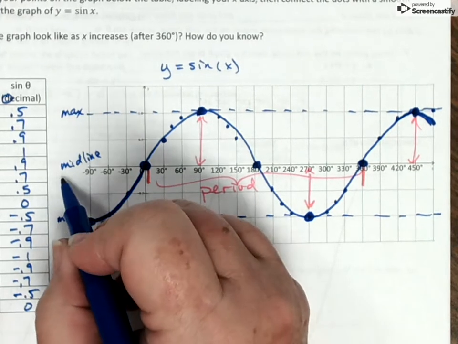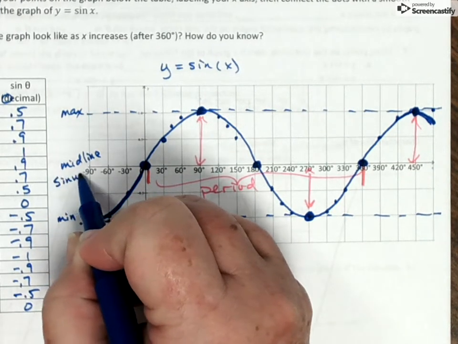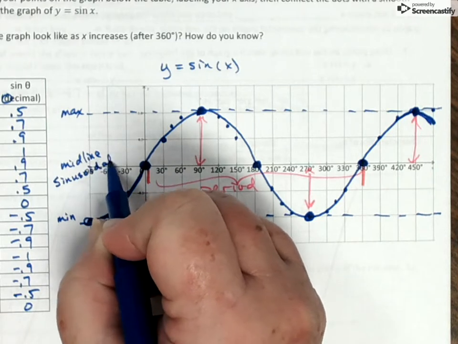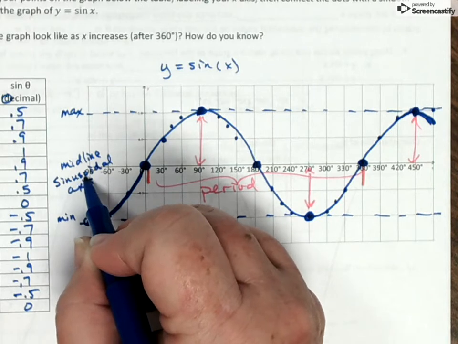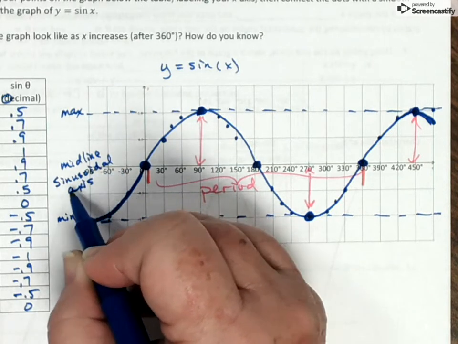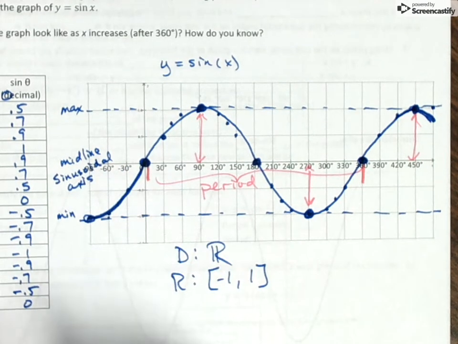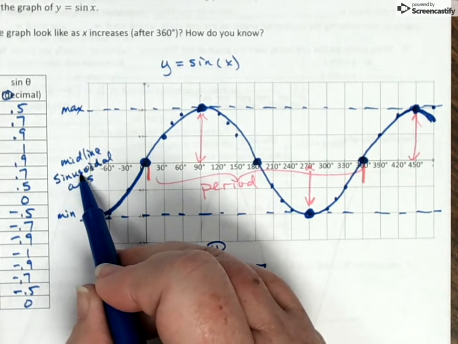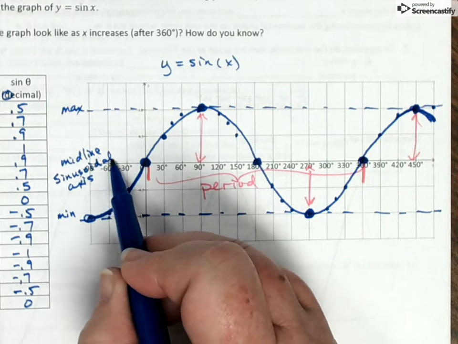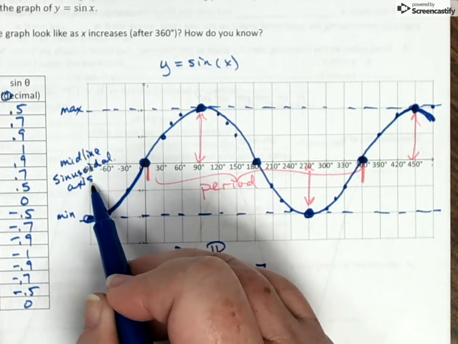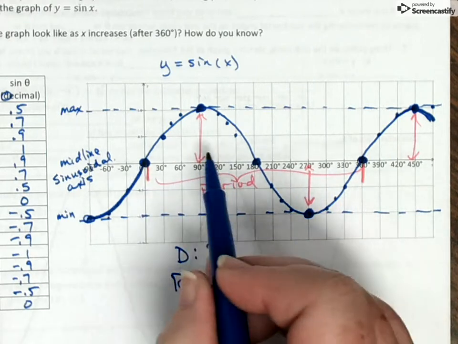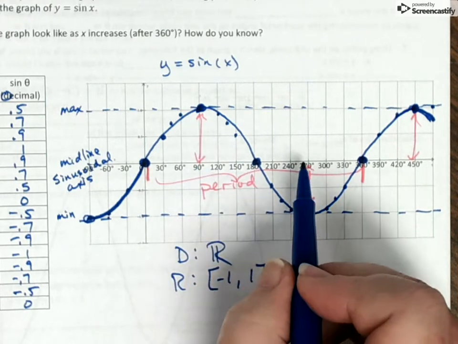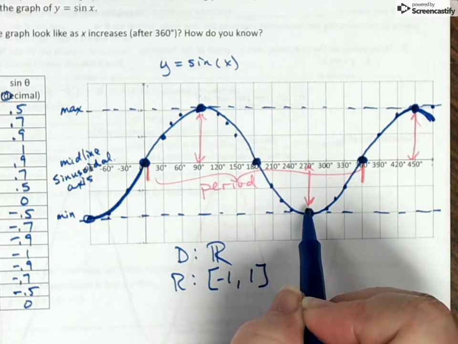Another name for that line is sometimes called the sinusoidal axis. That's spelled S-I-N-U-S-O-I-D-A-L. Sinusoidal axis. You can slow this videotape down and watch it again. And that's the middle of the graph. I know it's in the middle because the distance to the high point and the distance to the low point matches.